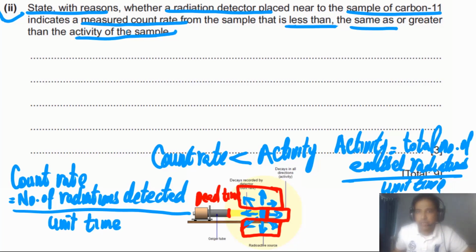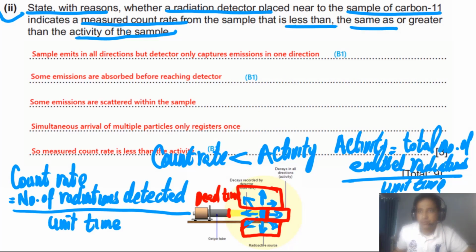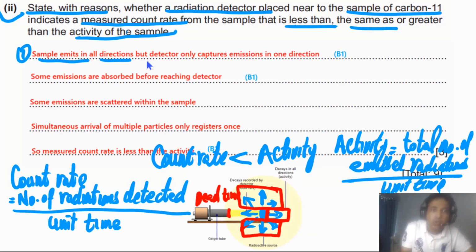Let me show you the answers so you can have better understanding and also write down your answer. So these are the points you can mention in your answer for this question. This question has 3 marks, so you can write down any 2 of them. One point, you can say the sample emits in all directions, but the detector only captures emissions in one direction. Some emissions are absorbed before reaching the detector, meaning they are absorbed by air.